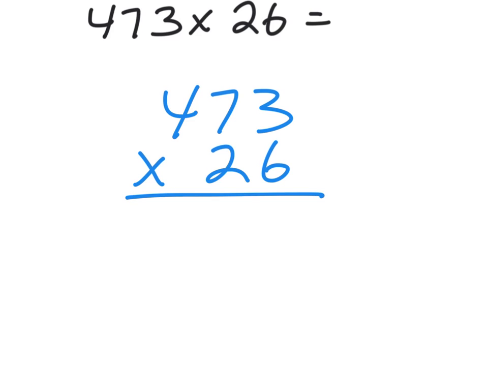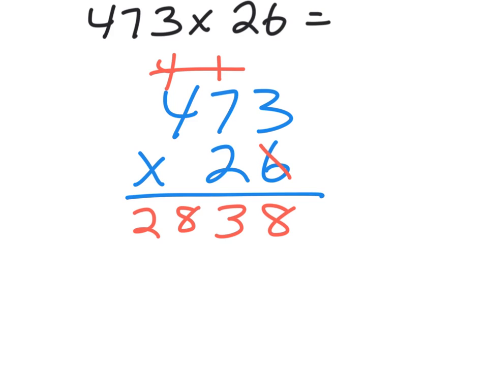6 times 3 is 18. Carry the 1. 6 times 7 is 42. Plus 1 is 43. Carry the 4. 6 times 4 is 24. Plus 4 is 28. Got all my steps, so that gets to go down at the bottom. Okay, done with those carry marks. Done with this 6. Put a 0 down to hold the place of that 6. Now I get to move on.